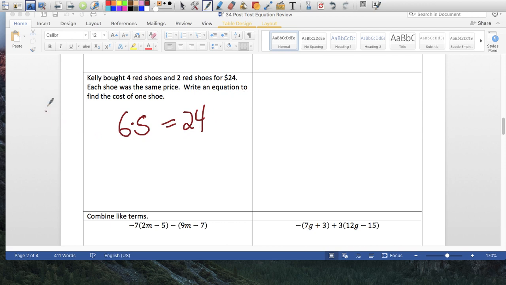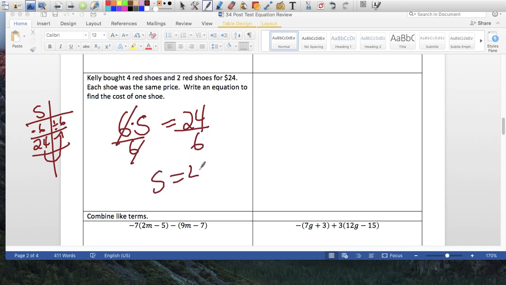So here's the story. I have my shoe, my S represents the shoe, times 6 equals 24. Going backwards, I'm going to divide this by 6. Dividing this by 6, those cross out. S equals $4, I guess, for the price of one shoe. I'm not too sure I understand the purpose of this question.